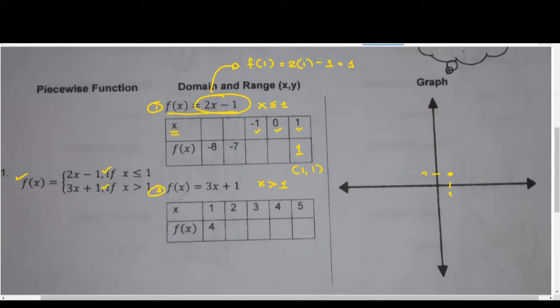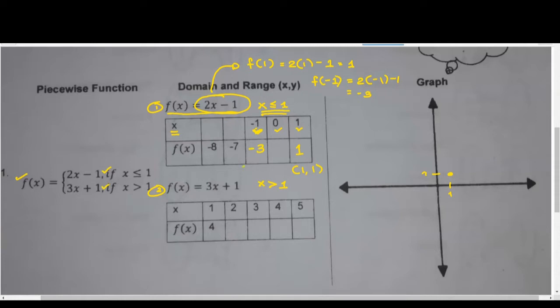We get another point. Yung x value na pipiliin nyo, remember, it should be less than or equal to 1. Kahit ano, pwede kayong tumingin dito sa table. Anong gusto nyo? Kunyari, negative 1. Try natin ang negative 1. F of negative 1. You substitute 2 times negative 1 minus 1. What do you get? What is 2 times negative 1? Negative 2. Minus 1, you get negative 3.